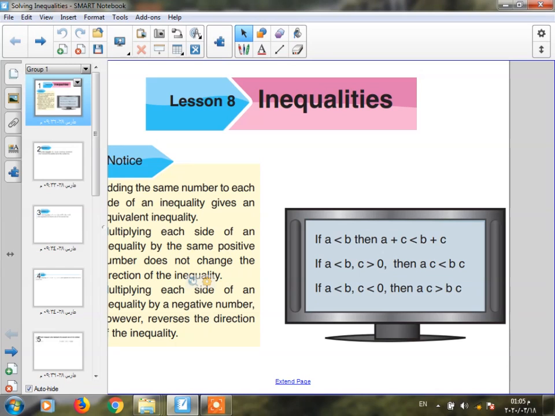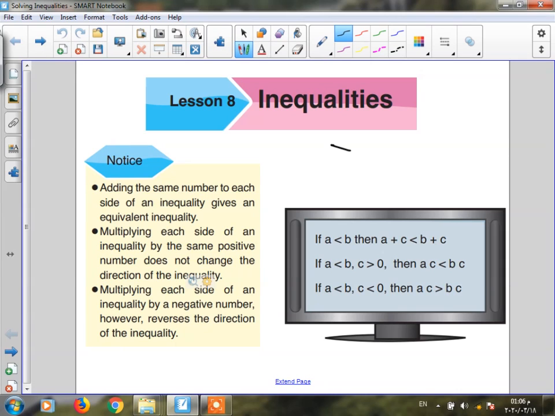So the previous lesson was talking about solving equations and their applications. Now we will take inequalities. Inequalities, so we have more than, less than or equal, and so on. Like the equation, but inequalities.